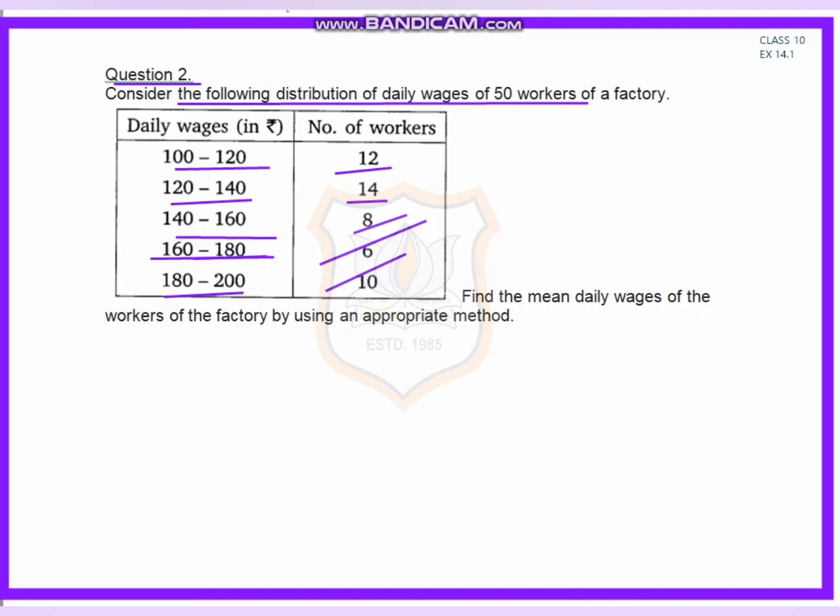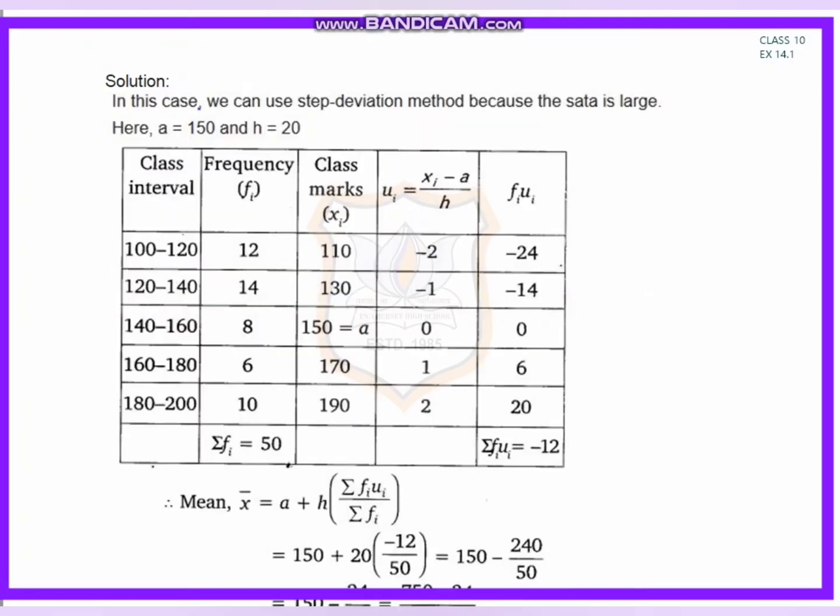Here we have to find the mean of daily wages of the workers of a factory using an appropriate method. We have 3 methods. We can use any of the methods. Here I am using the step deviation method because the data is large.